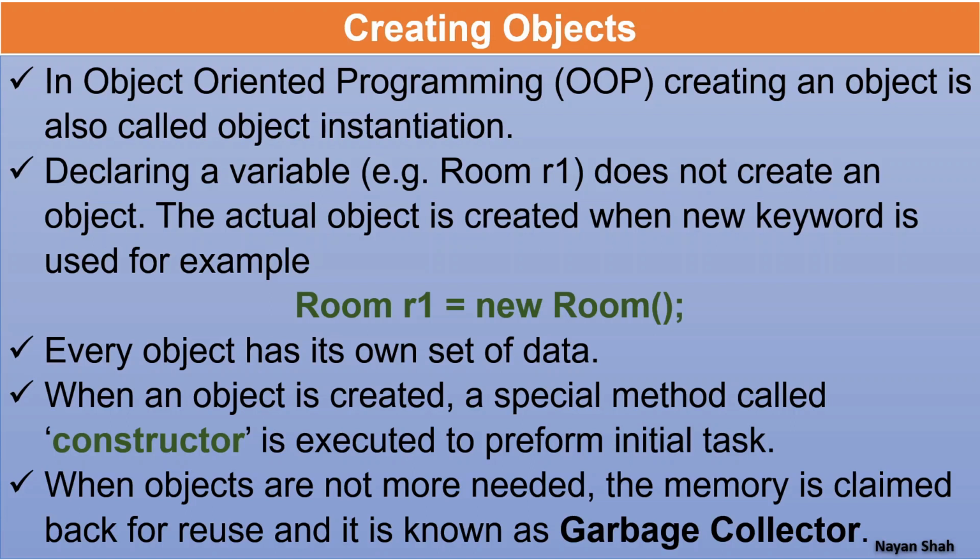When objects are no longer needed in the program, the memory is claimed back to be reused, and that procedure is known as garbage collection. For that, we as users don't need to do anything. Whenever any object is no longer needed in the program, the Java compiler itself removes that object from memory, and that process is called garbage collection.